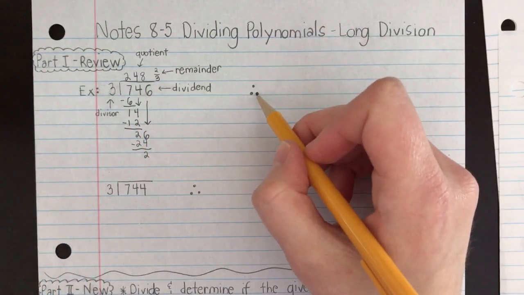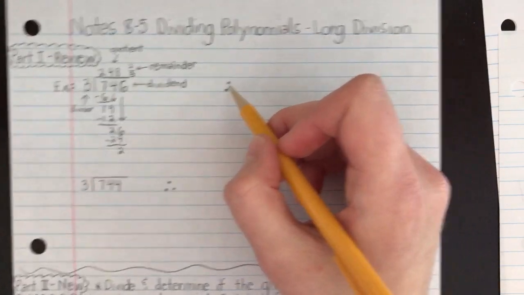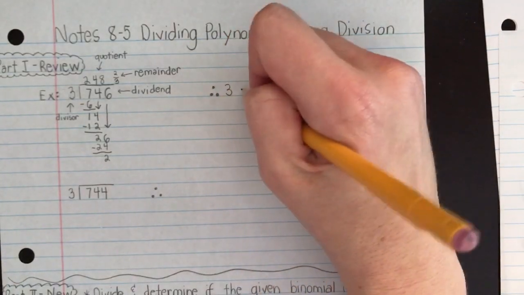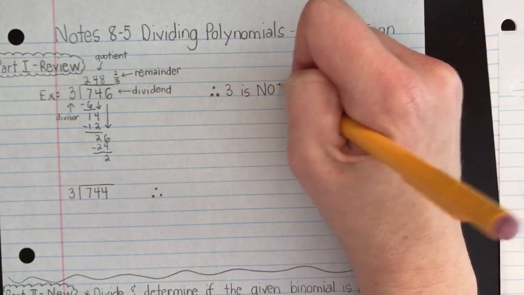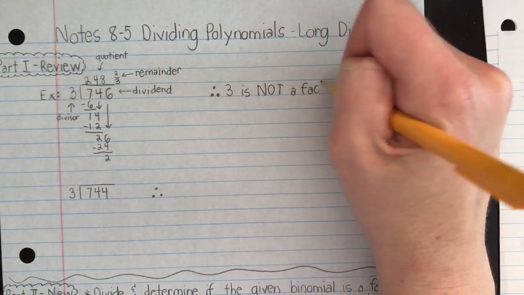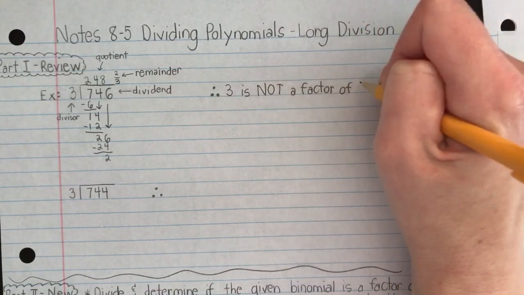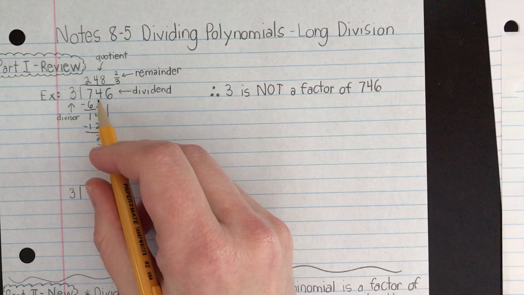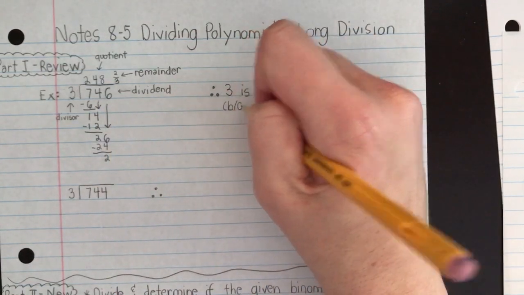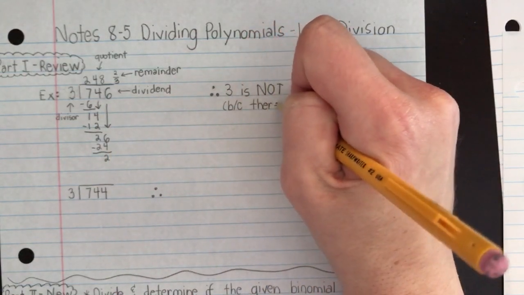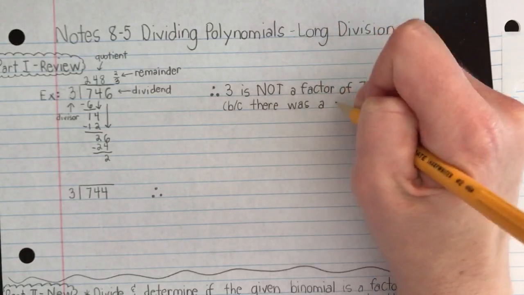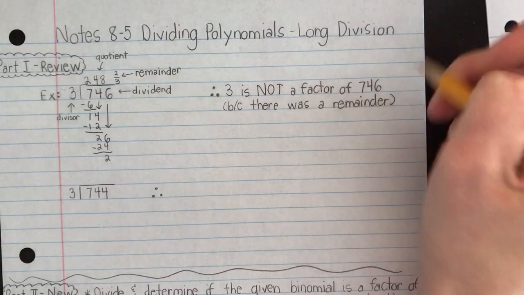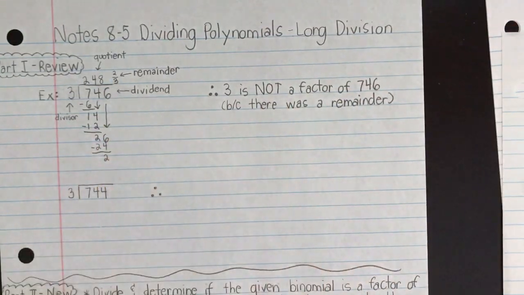What I have over here are 3 little dots, and these mean in the mathematical world therefore. Therefore, 3 is not a factor of 746, because there was a remainder. There was something left over.